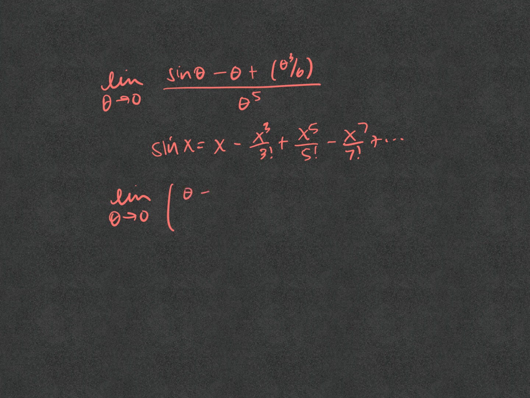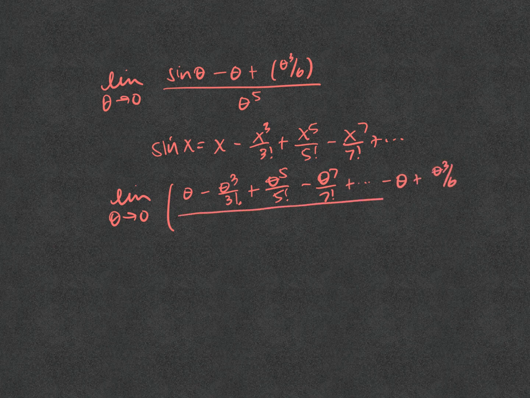So we're going to say theta minus theta to the third over 3 factorial plus theta to the fifth over 5 factorial minus theta to the seventh over 7 factorial. Let's go ahead and put plus dot, dot, dot. And then we have minus theta plus theta to the third over 6, all over theta. So this is our sine piece right here. Now, if you look carefully, theta minus theta cancels out. Nice and pretty. Also, the 3 factorial right here is 6. So theta to the third over 3 factorial is theta to the third over 6. So these two cancel out as well.